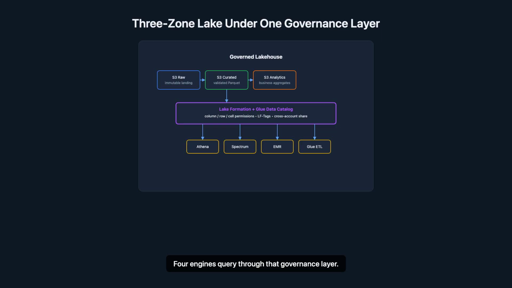Now look at the consumers. 4 engines query through that governance layer. Athena handles serverless SQL. Spectrum bridges warehouse and lake. EMR runs custom Spark and Hive. Glue ETL handles the transformation jobs. One Lake Formation grant covers all 4.